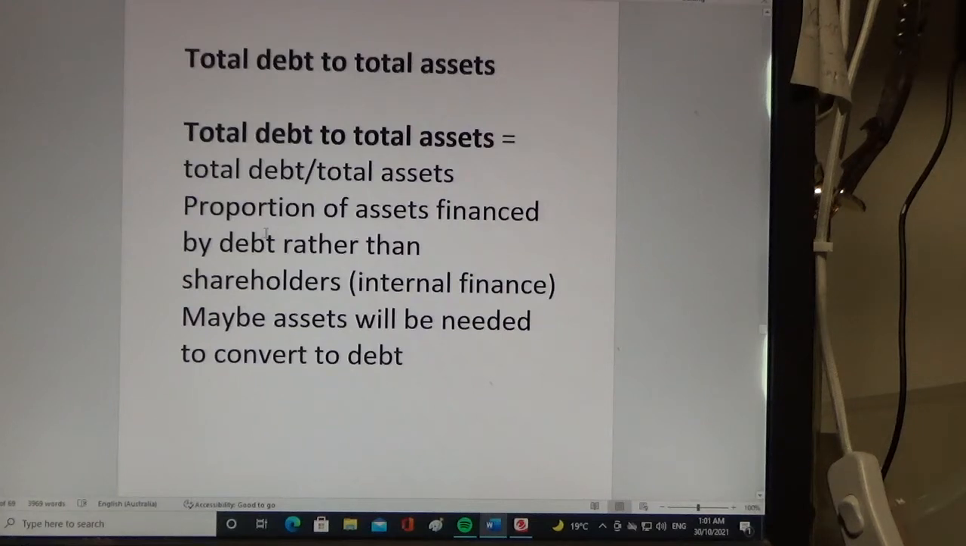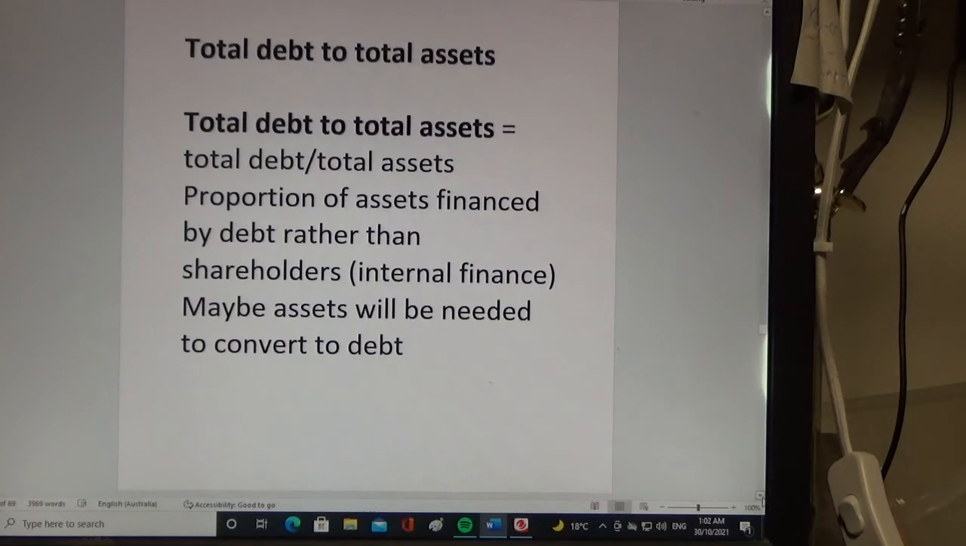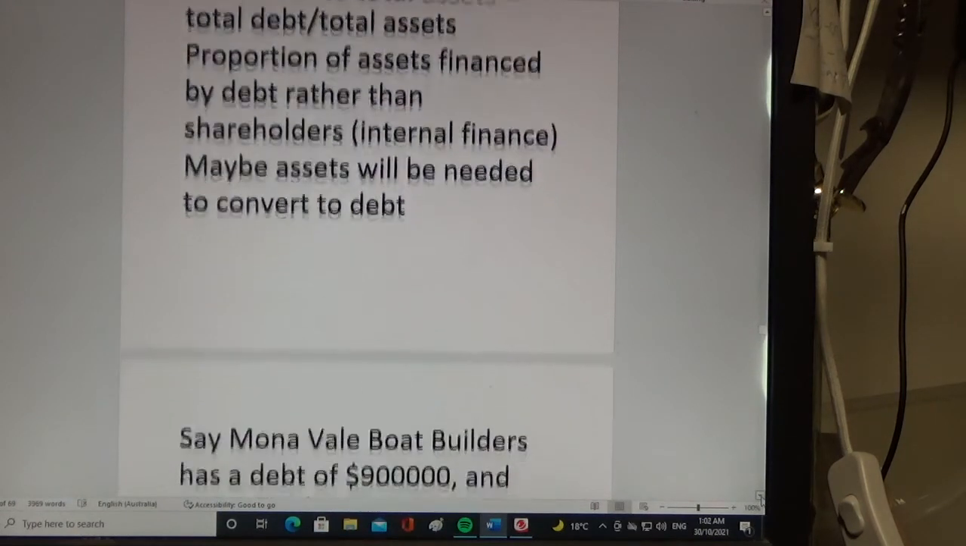So debt capital rather than internal financing. Maybe assets will be needed to convert to debt. So total debt over total assets is total debt to total assets, total debt numerator, total assets denominator.